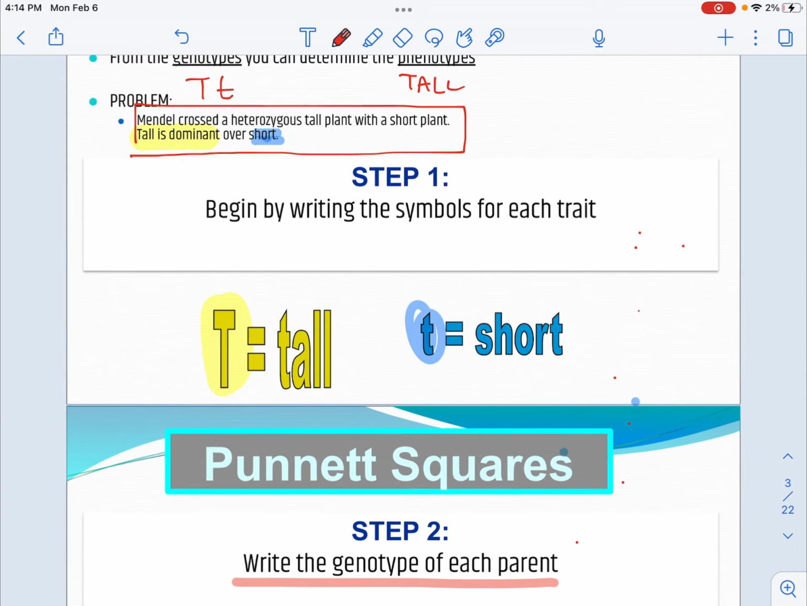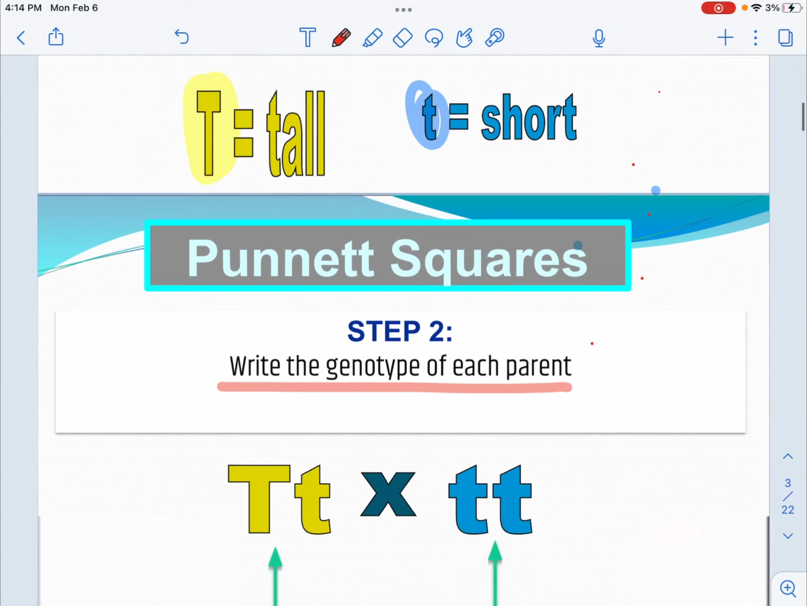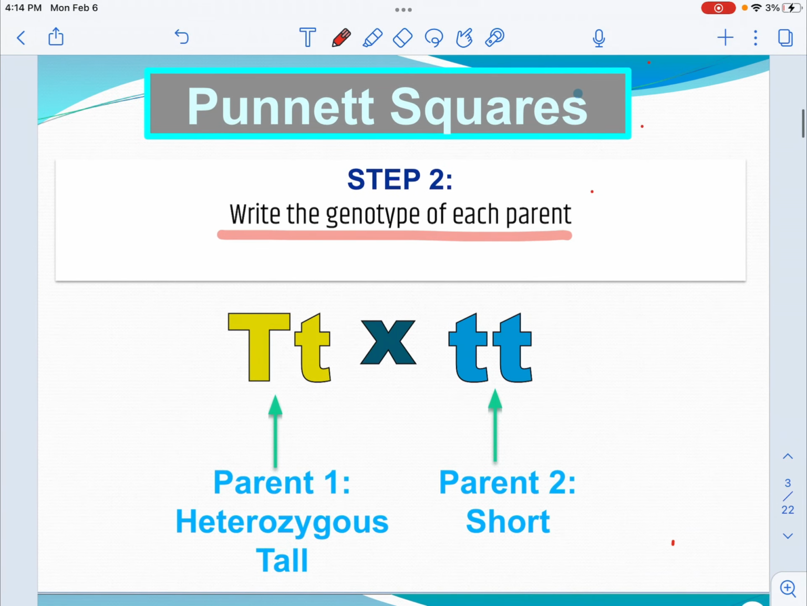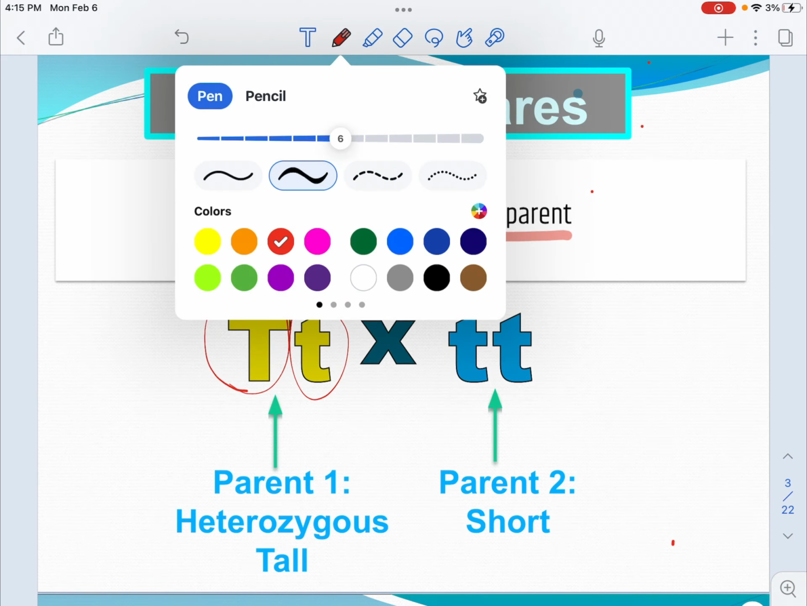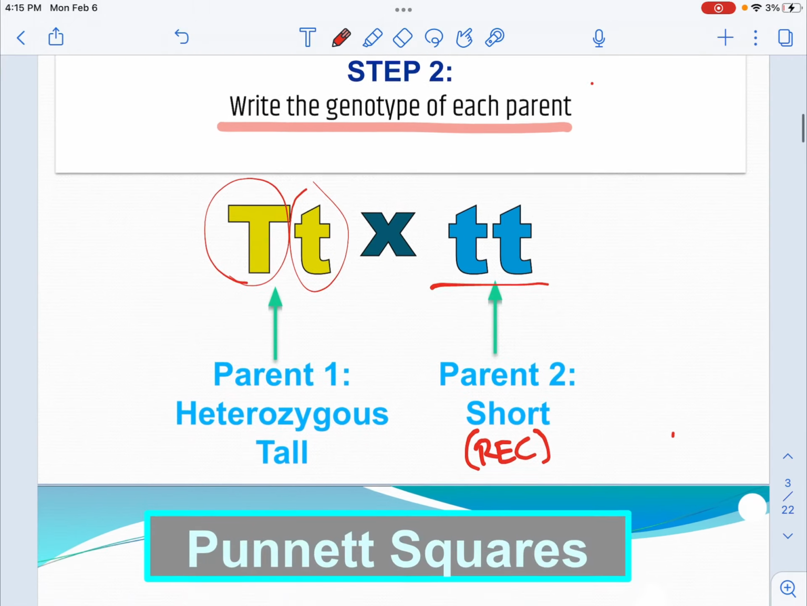Step number 2 is we need to figure out the genotype of each parent. Again, we know that we are crossing a heterozygous tall plant. Heterozygous, remember, means one big letter and one little letter, or one dominant and one recessive trait. And then our short parent, short is going to be the recessive trait, and so the only way that we get that is if we are homozygous or have two small t's. So there's our two parents.